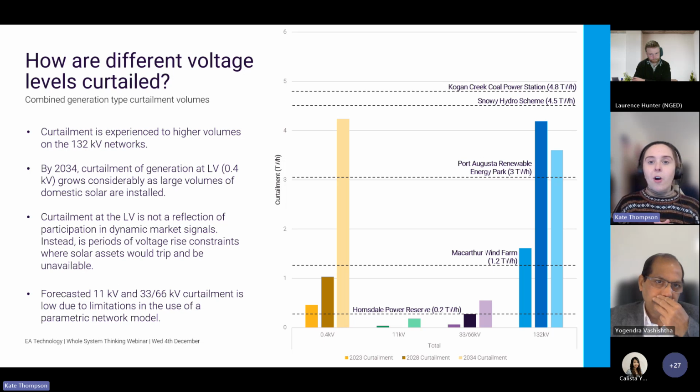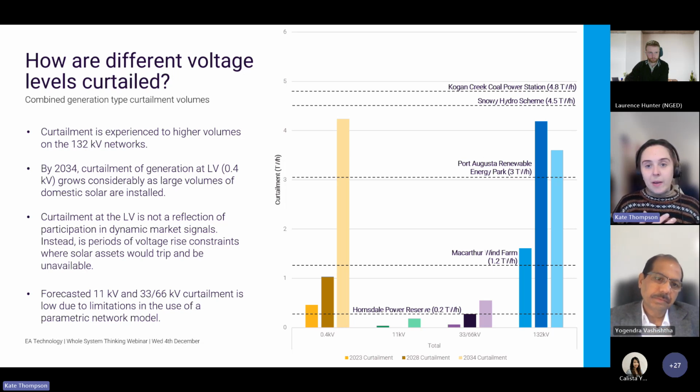When we look at this from a voltage level perspective, we saw in 2023 and 2028 a large amount of curtailment being restricted to the 132 kV level, which again is explained by the fact that this is dominated by large plants. Whereas by 2034, we see a lot more of this on our low voltage networks, or our 400 volts network, again as a reflection of domestic solar.